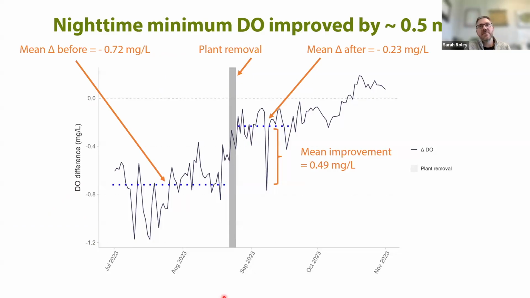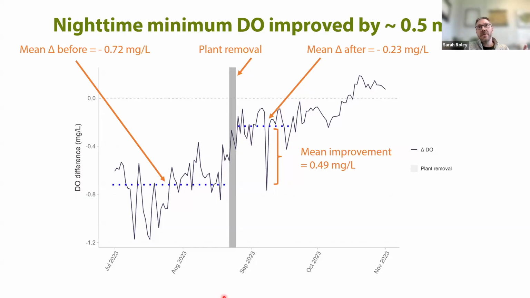Now, if you remember that previous figure of our nighttime minimums compared to the state water quality standard, 0.5 milligram per liter is not sufficient to improve oxygen enough for salmon. But it is meaningful that we were actually able to detect this. This is more evidence that water stargrass is actually driving dissolved oxygen. And it was just a pilot study. We removed plants across a relatively small area and we saw an effect.